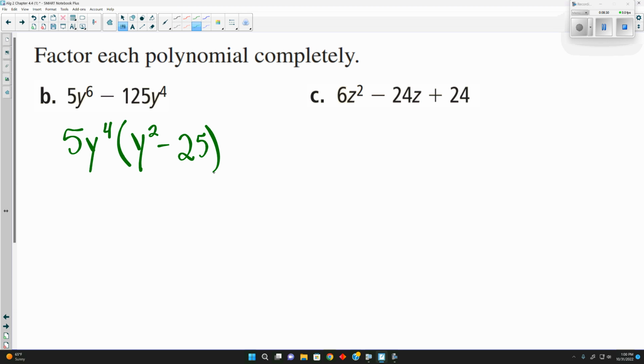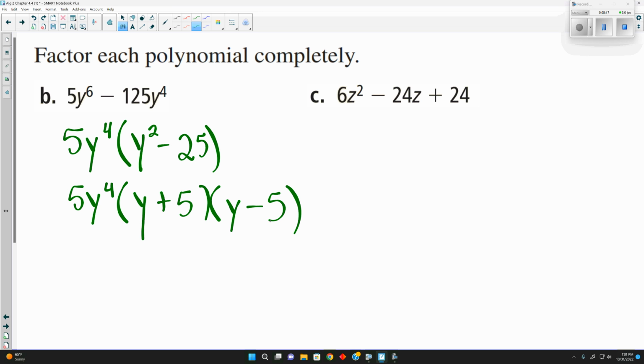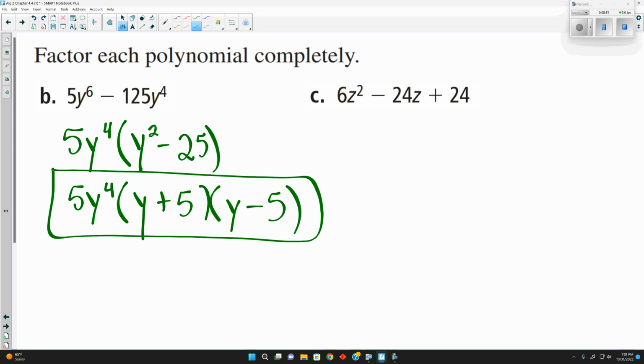Well, y squared minus 25 is a difference of perfect squares, yes? We have 2 sets of parentheses. Our signs would be opposite. Then we would have y and y, and 5 and 5. Because the difference of perfect squares is kind of nice to factor. It works out very nicely.